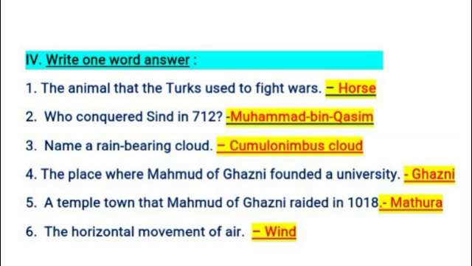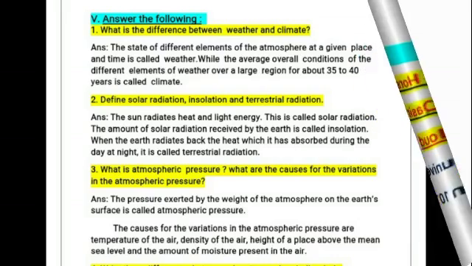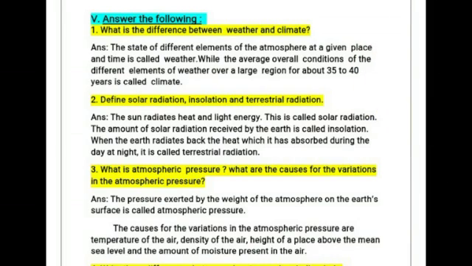It is Ghazni. Next one, a temple town that Muhammad of Ghazni raided in 1018. It is Mathura. Sixth one, the horizontal movement of air. It is called wind. So, next Roman letters answer the following. What is the difference between weather and climate? As the first question. So, the state of different elements of the atmosphere at a given place and time is called weather. While the average overall conditions of the different elements of weather over a large region for about 35 to 40 years is called climate.